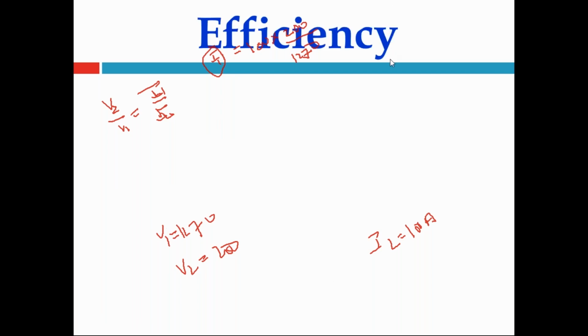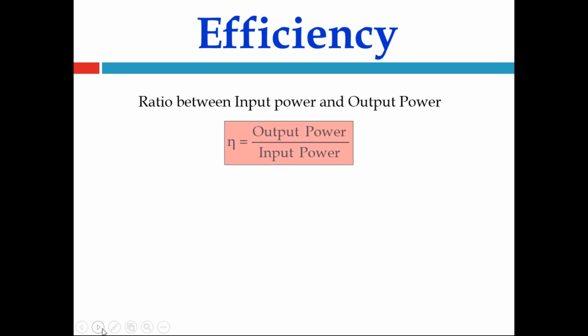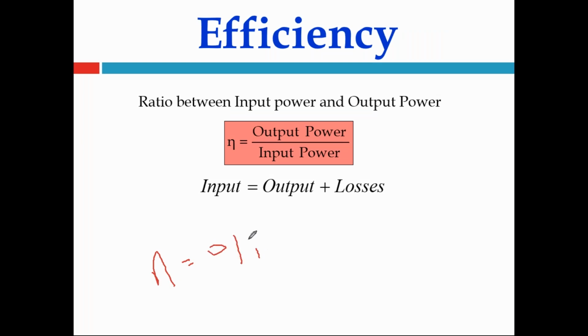Right, we'll see how we can calculate the efficiency. The efficiency formula gives the relation between input power and output power. Efficiency is output power divided by input power, and we can represent input as output plus losses. So the efficiency formula is output divided by output plus losses. We can mostly use this formula because we can easily calculate the output value based on the power factor. If you know the power factor, you can easily calculate the output power.